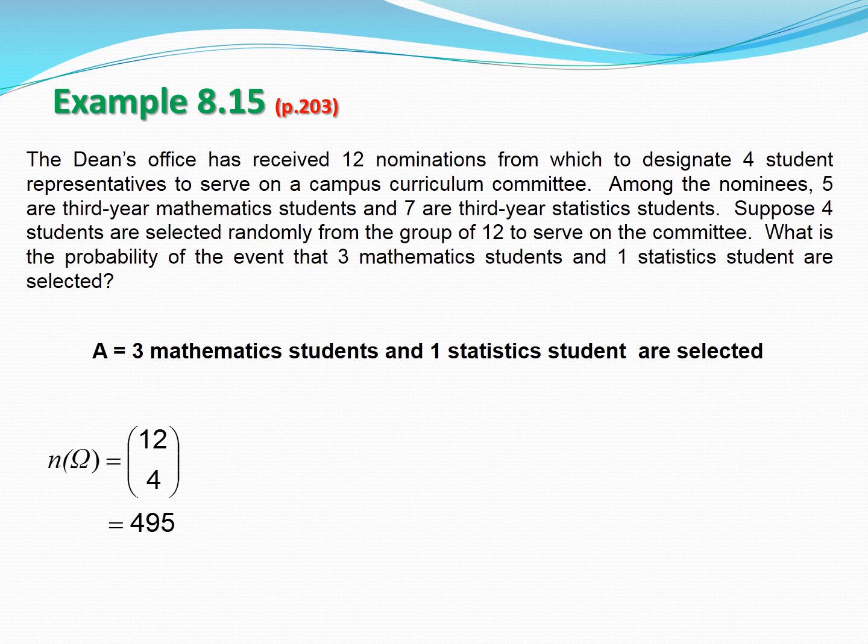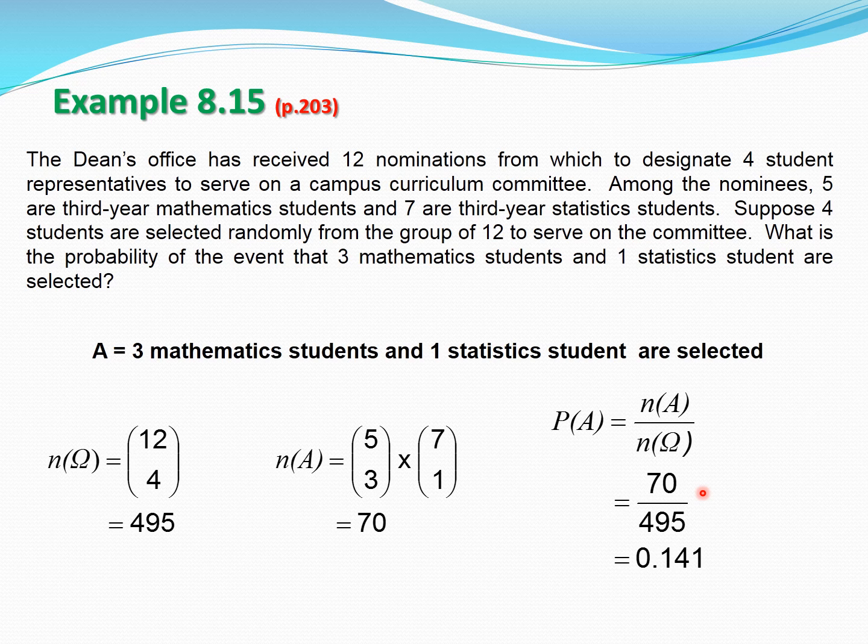Then we can define event A as the event that 3 mathematics students and 1 statistics student are selected. So we are going to have 2 combinations again: a combination for the mathematics students and a combination for the statistics students selected. If we apply the multiplication rule, the number of outcomes in event A will be 5 combination 3 for the mathematics students and 7 combination 1 for the statistics students. So we will have a total number of outcomes of 70 in event A. So our probability will be 70 over 495, which will be 0.141.